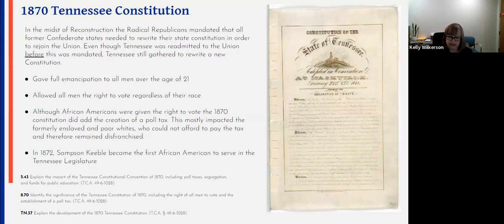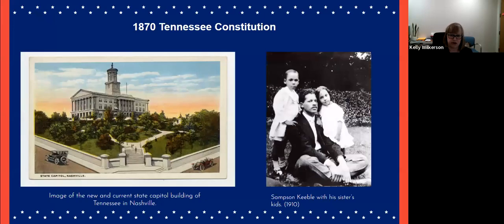All right, next slide. Again, just an image break. We've got a postcard here on the left that shows you the new and current state capitol building of Tennessee that's located in Nashville, built in 1849. I'm sure some of you have taken your students there for a field trip. And then, of course, we've got an image of Sampson Keeble.